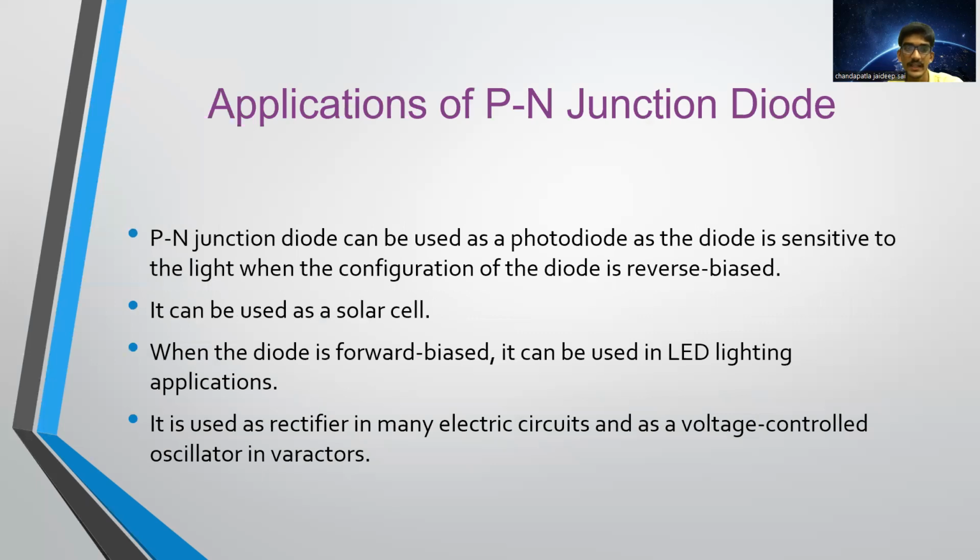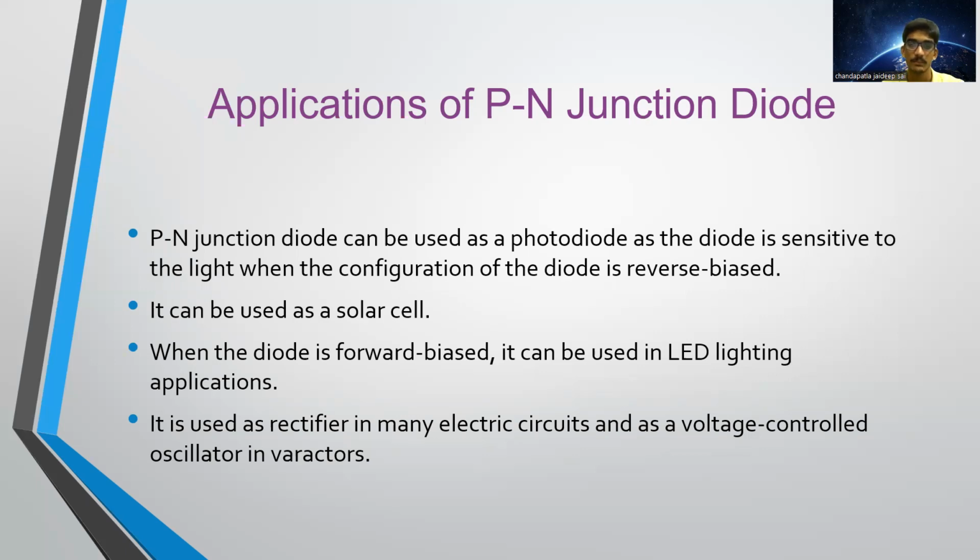Applications of the PN junction diode. So we have discussed a lot about the PN junction diode. We have discussed the zero biasing, and we have discussed forward and reverse biasing conditions. And we have also discussed the VI characteristics of the PN junction diode at the forward bias and reverse bias condition. So at last we are coming to the applications of the PN junction diode.